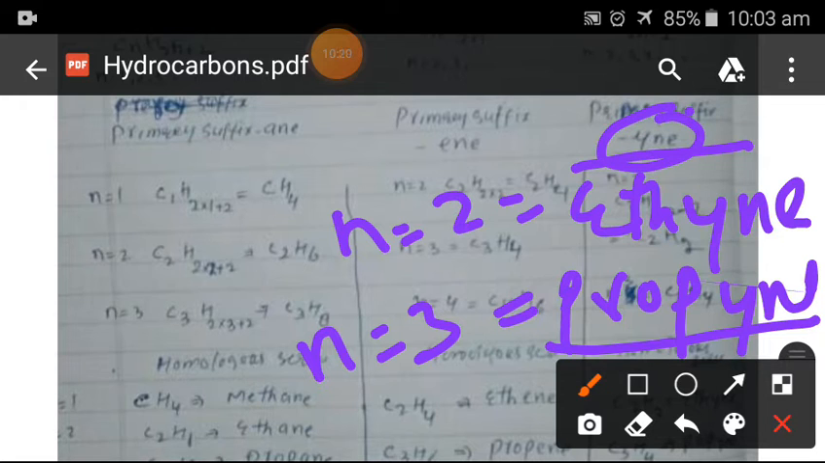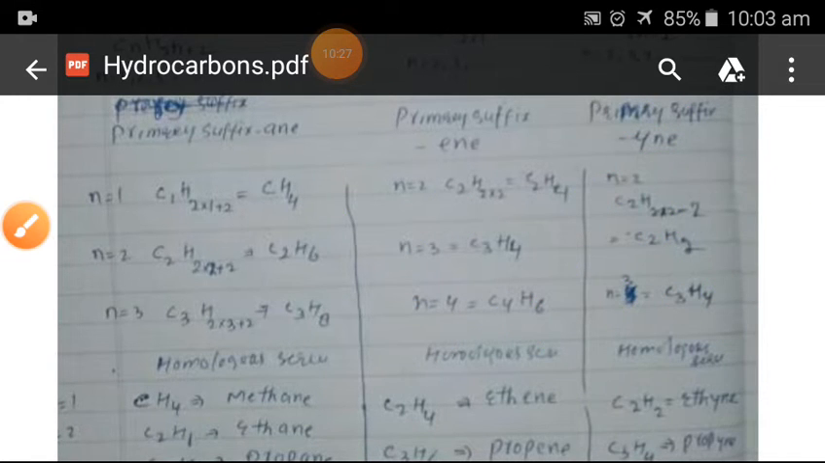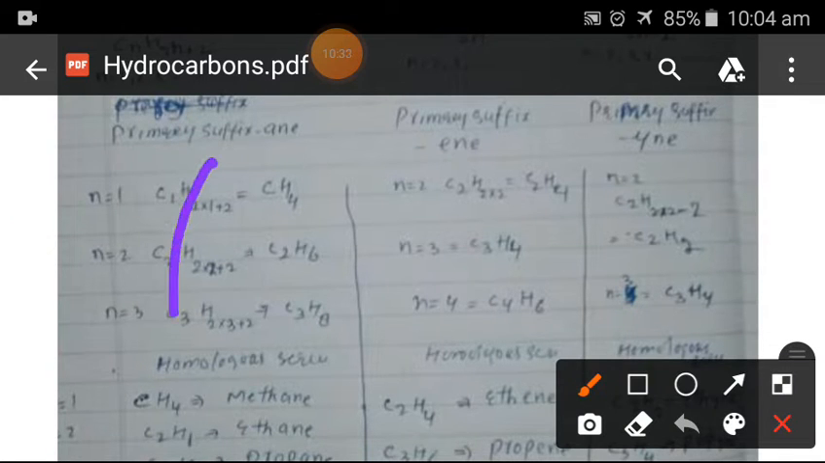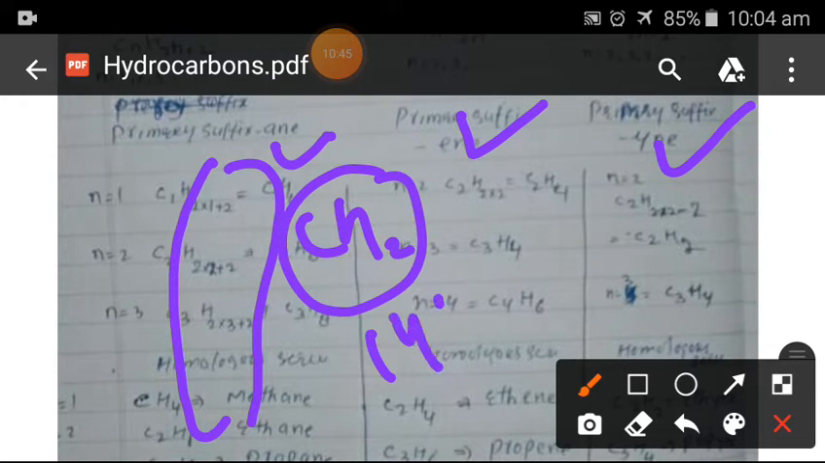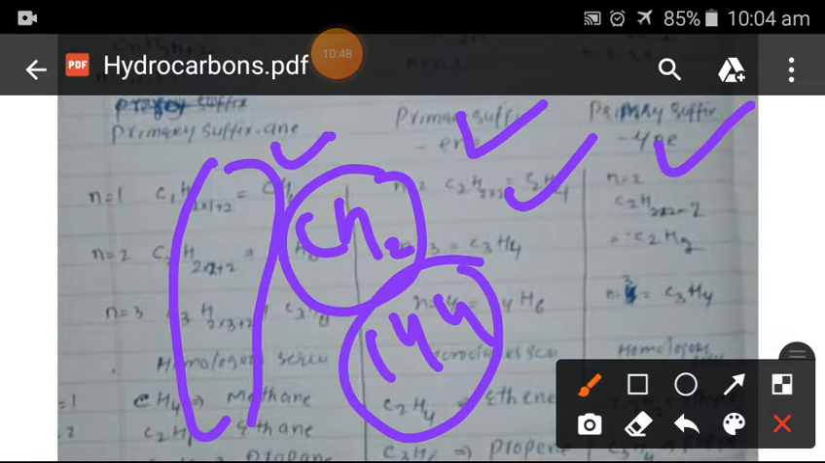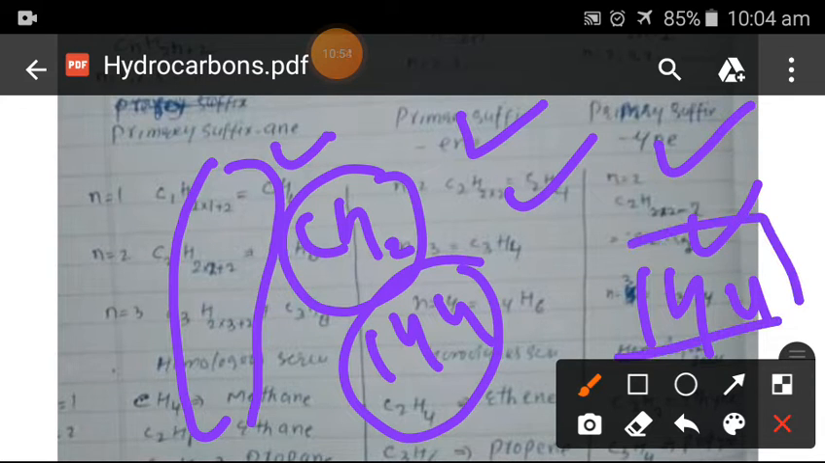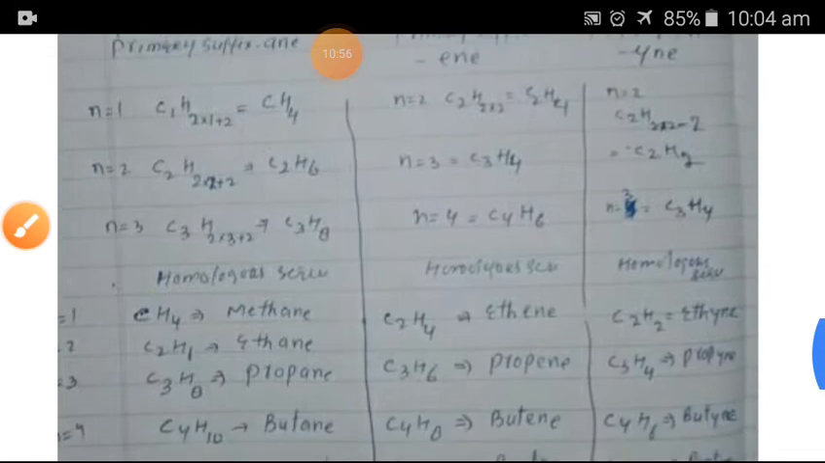As n increases, you will get different numbers of analogous members. So we will see here different homologous series: the homologous series for the alkanes will be formed here, the homologous series for alkenes, and this is the homologous series for alkynes, because each of the analogous members has a difference of CH2 or 14 u. Similarly, for this there is also a difference of CH2 or 14 u. Clear? So this is how the homologous series can be prepared.